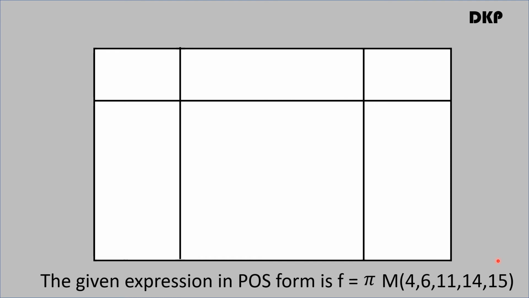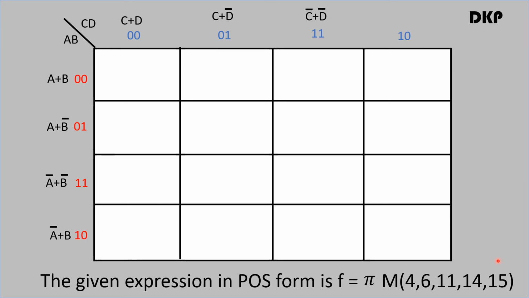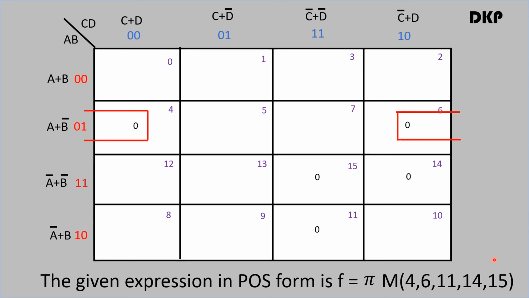Now you have to follow the same step here. You have to draw the KMap, and the only difference is instead of ones we will place zeros in the corresponding cells, that is the corresponding max terms. So which are the corresponding max terms? 4, 6, 11, 14 and 15. Now you have to group these zeros.